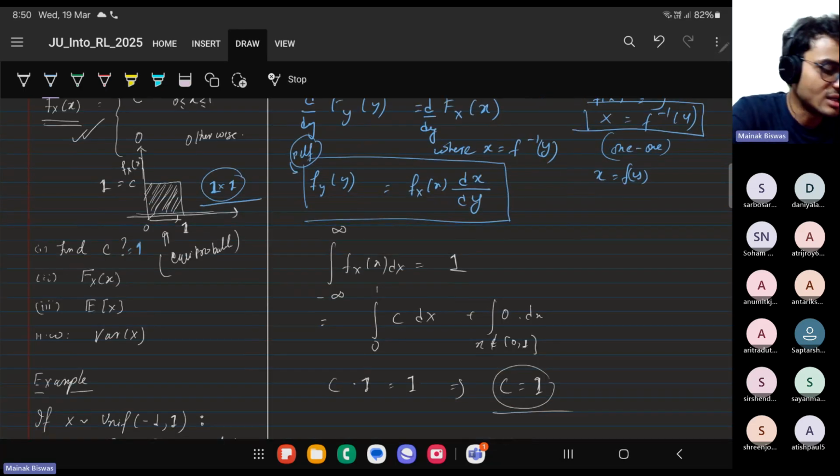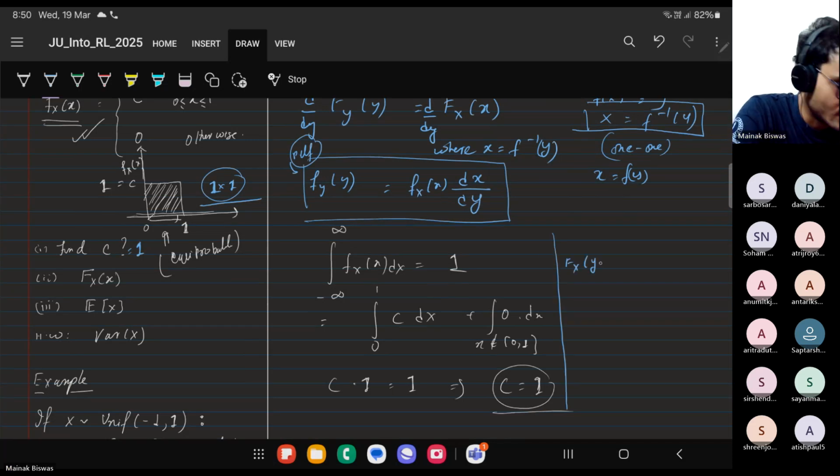Now I'm telling you to find the CDF. How do I find the CDF? First tell me case 1. X is less than 0. What is it going to be?